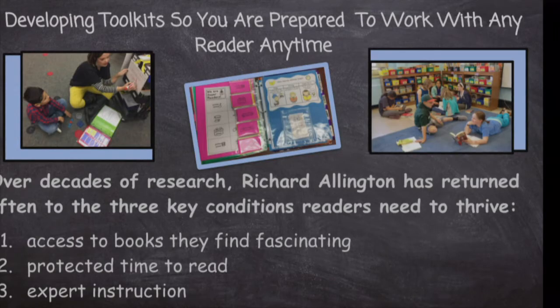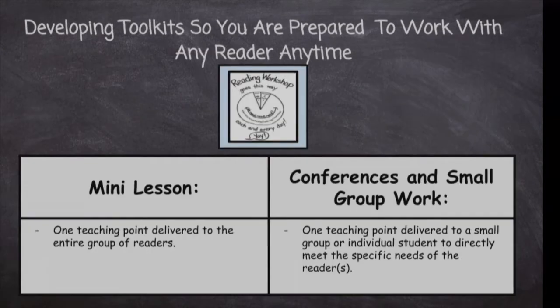I think it is important to go back to the research of Richard Allington. He's returned often to the three conditions that have readers thriving. One, access to books that they find fascinating. Two, protected time to read. And three, expert instruction. Today we're going to go into the idea of expert instruction.